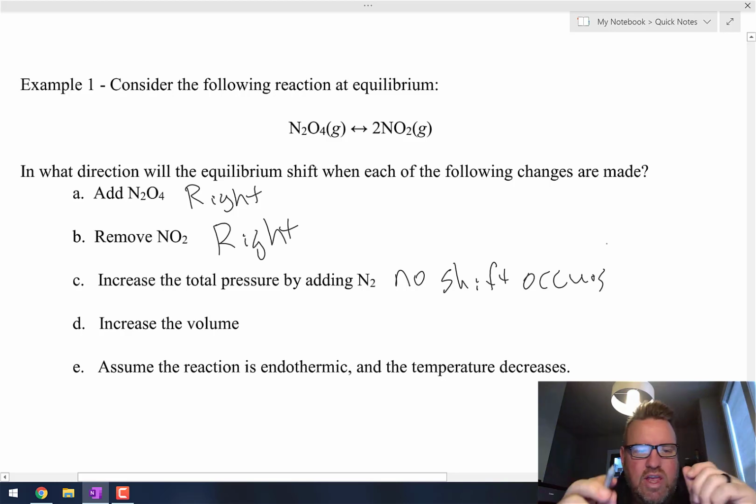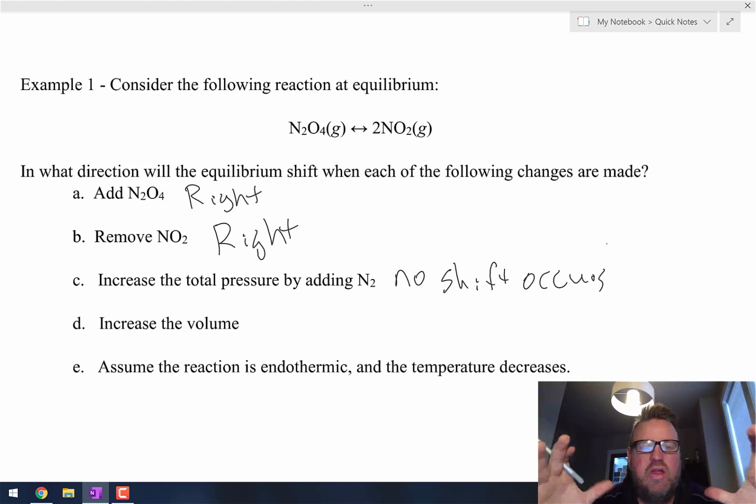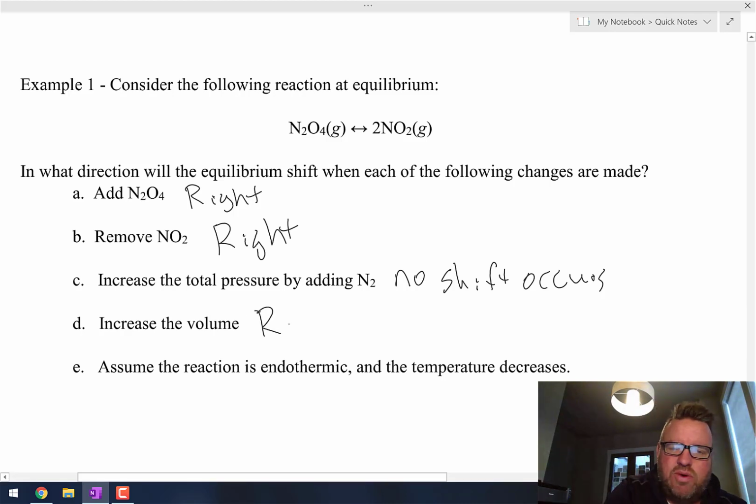Letter D. If I increase the volume, that means the reaction vessel gets bigger, the pressure is going to go down, and when the pressure goes down, the gas can spread out more, so it's going to make more gas particles. That's going to cause a shift to the right.